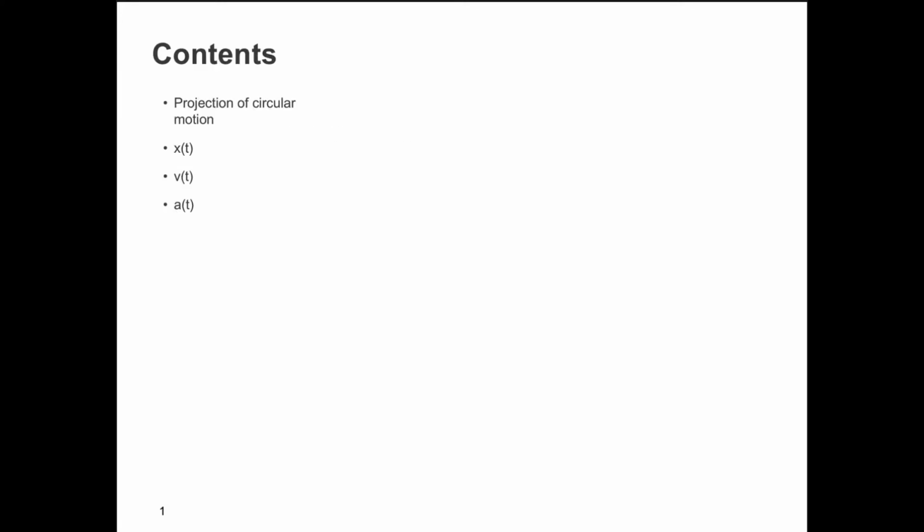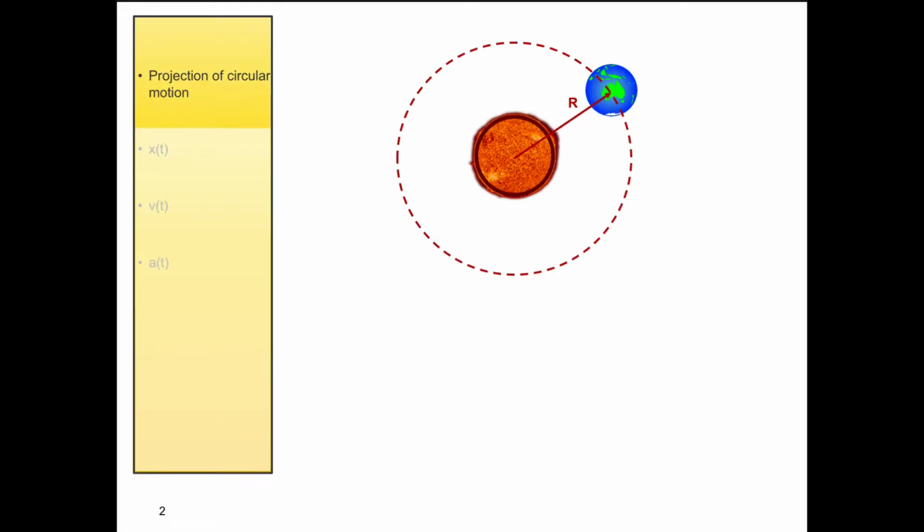In this video, what we're interested in is the projection of circular motion on one of the axes of the coordinate system that we use to describe it. In particular, we're interested in how to describe the position, the velocity, and the acceleration of that projection as a function of time. So here we have our Earth undergoing uniform circular motion around our Sun at a radius r.